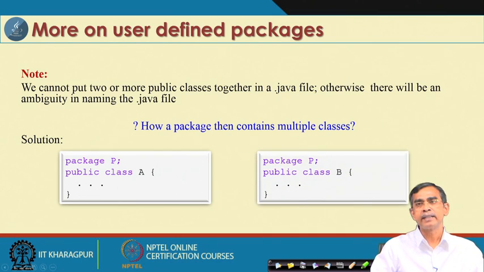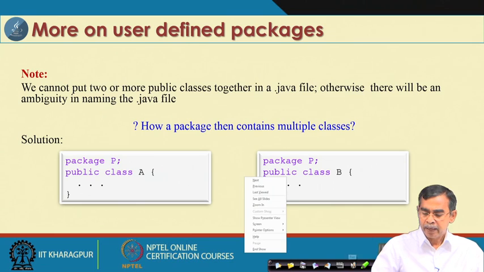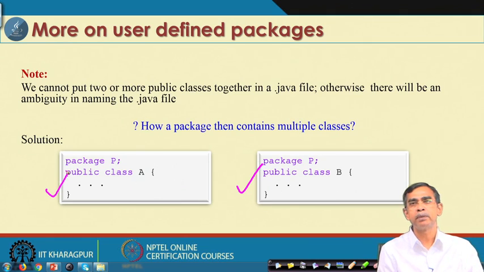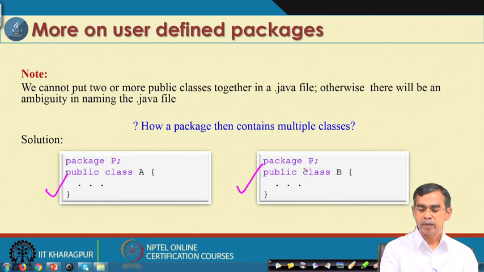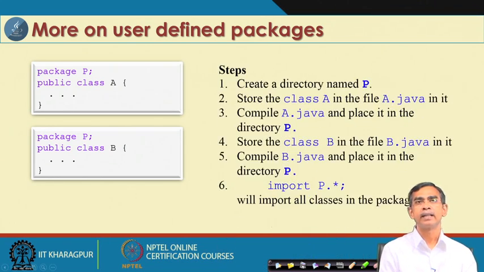B you can create as another class, which belongs to the same package P. So, class A and class B, two classes are created and then they are placed into one package called P. So, P is the package in this case. So, it is like this. More than one class, multiple classes, can be mentioned in the same file.